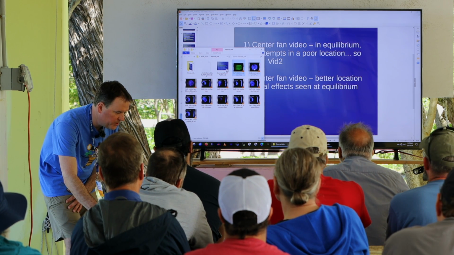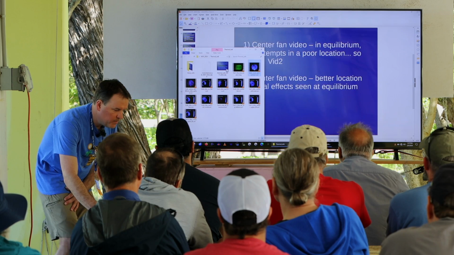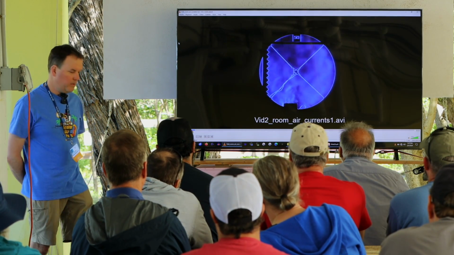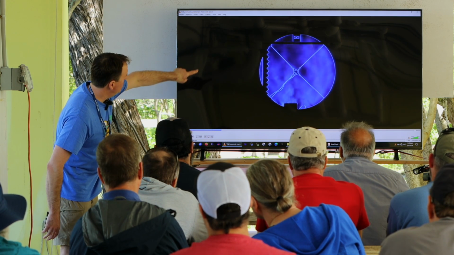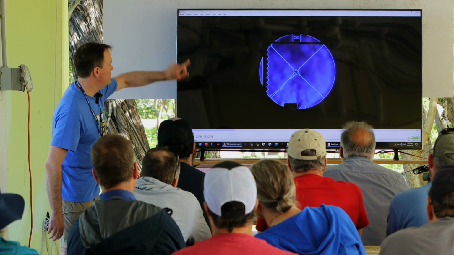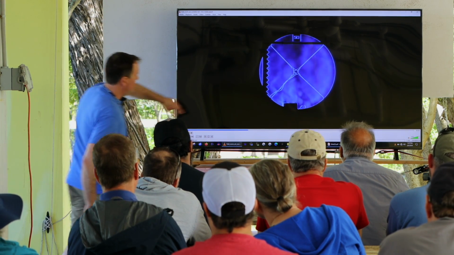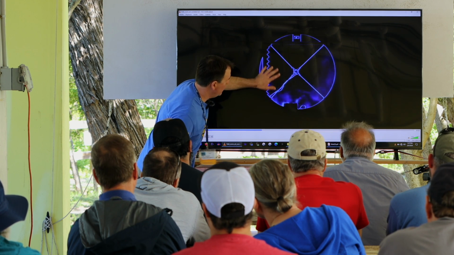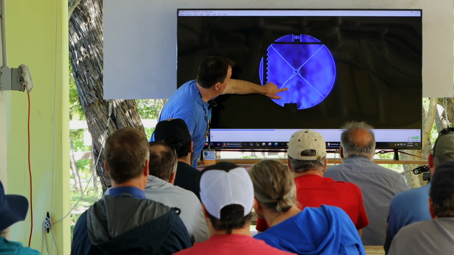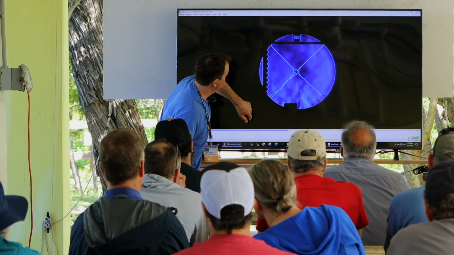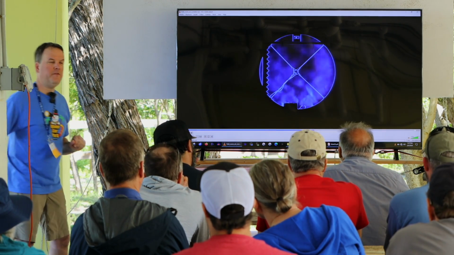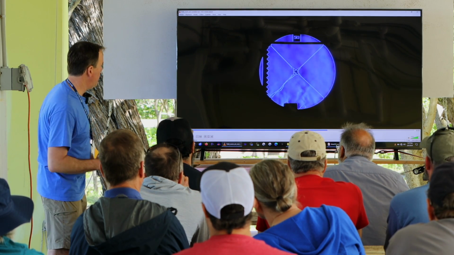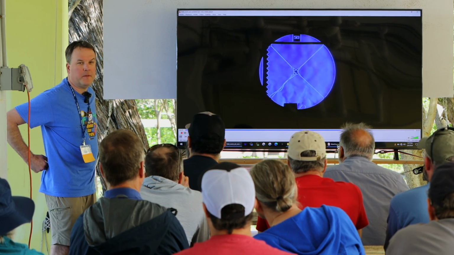So let's start off with our first video. These are room air currents. You see the fan suspended there in the center. That's what the X is. That's a fan. It's not running, but we have air currents rising up here. Can you all see that? If you can't see it, get closer. I'll have 10 more of these videos, I think.